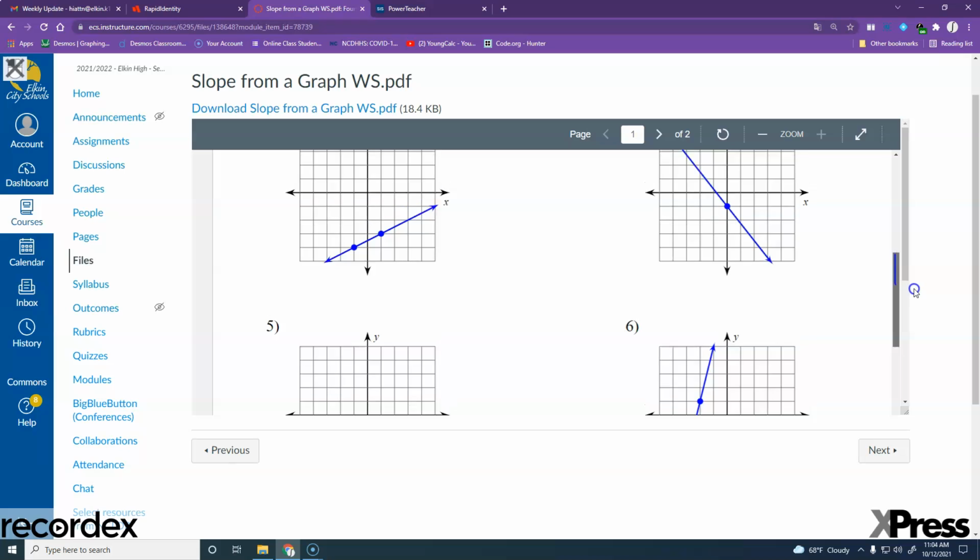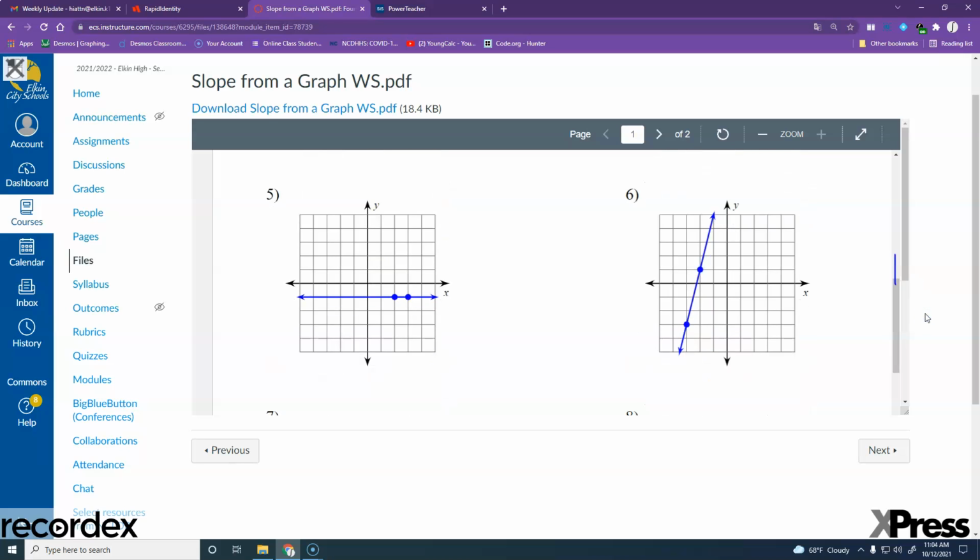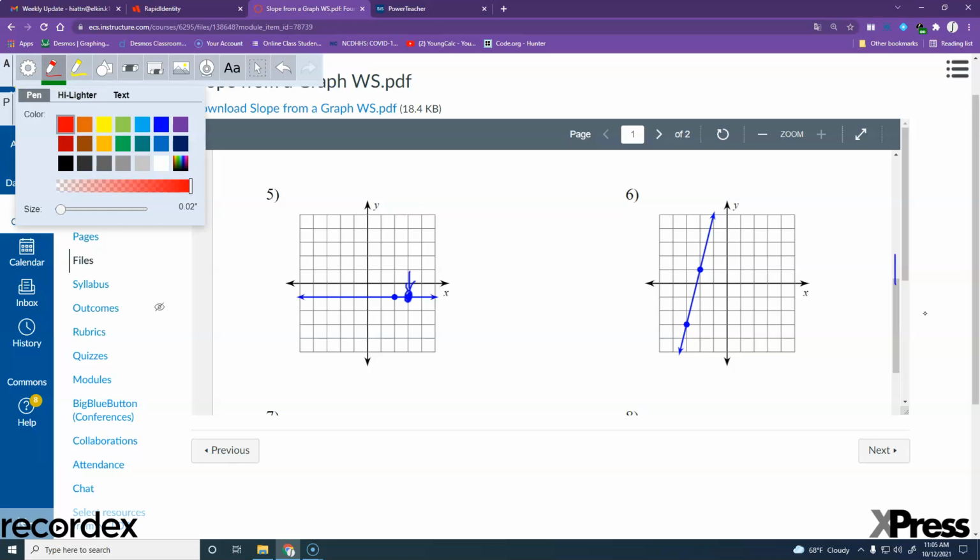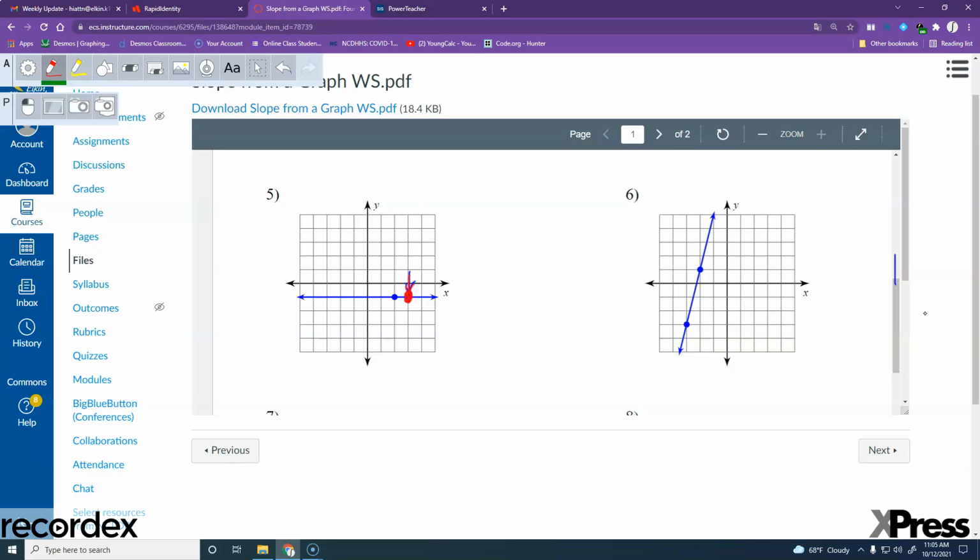Okay, let's do number 5. Number 5 is a little different. All right, so for number 5, Katie, which dot do you want to pick? The one on the left or one on the right? On the right, okay? So if we pick this dot right here, I should use a different color since these are red. Picking this dot right here, I need my change in y over my change in x. Y is up or down, rise. Run is left or right.